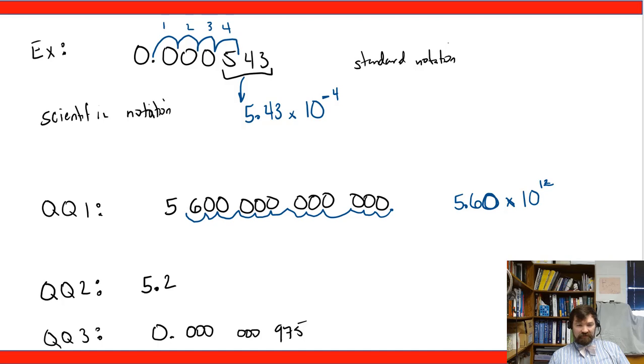This one right here, I don't need to move the decimal around, so I get to start it off as 5.2, and since I didn't move the decimal, I would say times 10 to the 0 power. This one right here, I need to move the decimal 1, 2, 3, 4, 5, 6, 7 spaces, but to the right. So this becomes 9.75 times 10 to the negative 7. Alright, that's it. That's all there is to this scientific notation.